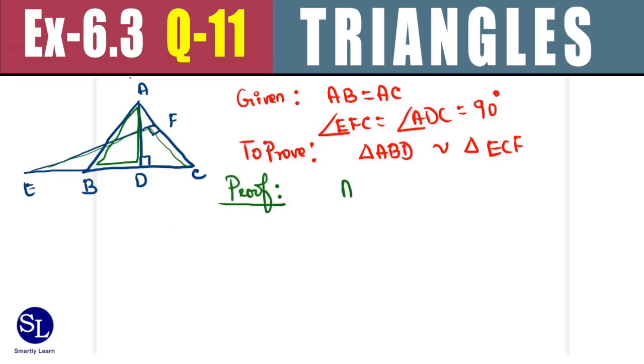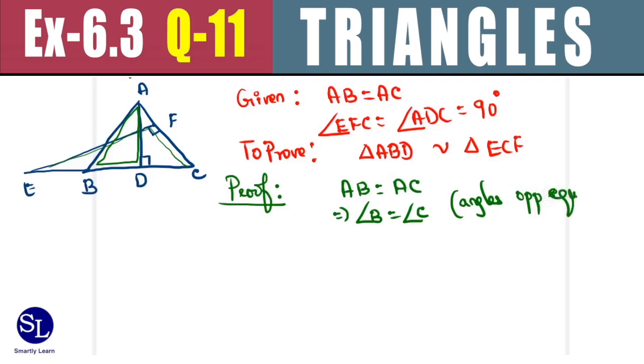So what is given to us first? AB is equal to AC, which means angle B will be equal to angle C. Why? Angles opposite equal sides are equal. This is a property that we have. So we are going to use this particular property for isosceles triangle and say that angle B is equal to angle C. Now we can list the two triangles and start the similarity criteria.